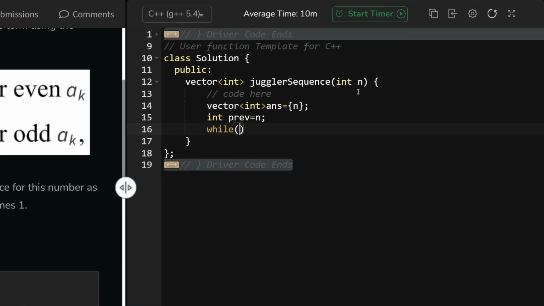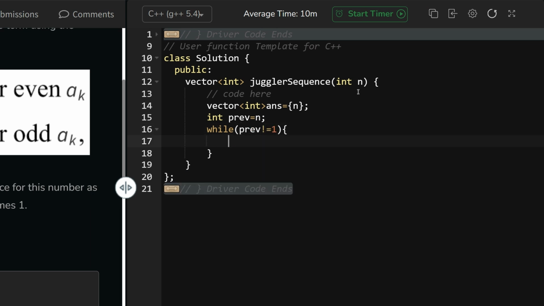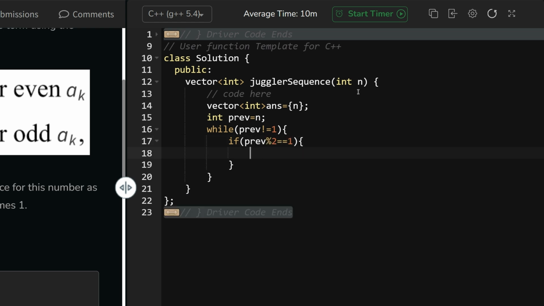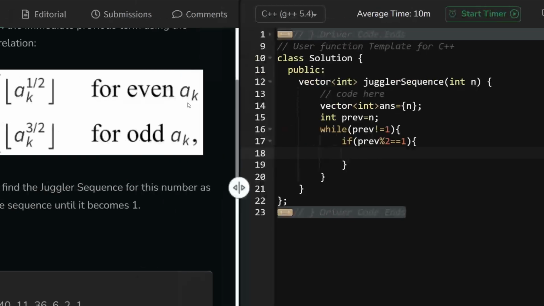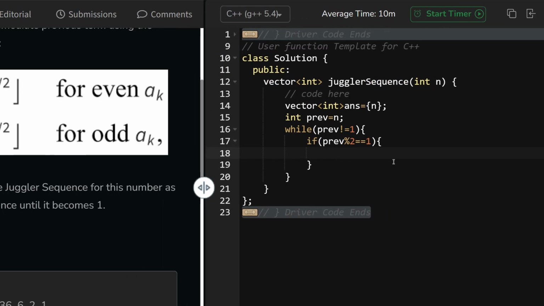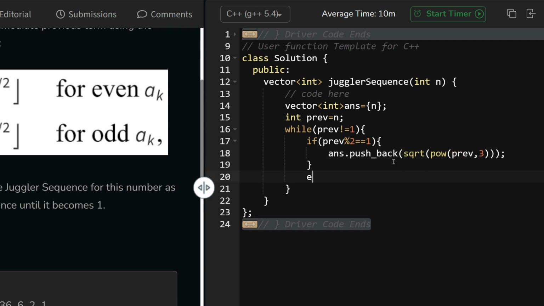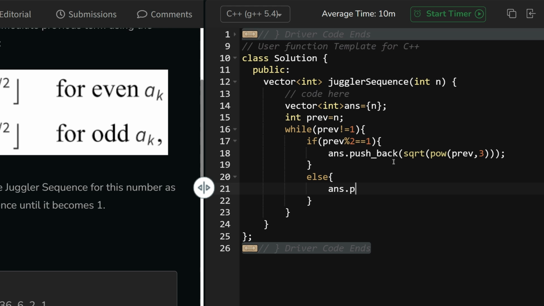Now while my prev is not equal to 1, that is the condition, since I want my last value to be 1, what will I say? I will say if prev % 2 == 1, that means my previous value is odd. In that case, I have to push the square root of the cube. So I will say answer.push_back. What will I push back? I will push back the square root of previous to the power 3, right? Else I will just push the square root. So answer.push_back square root of previous.